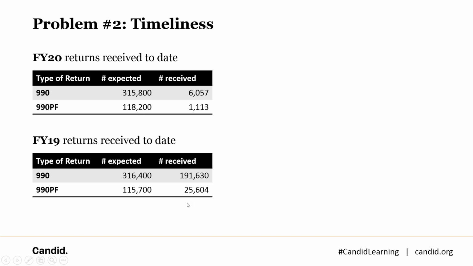I also want to point out that even for fiscal year 2019, we've received relatively little data. As of now, for 990 PFs, we have less than 25% of returns, which brings me to the second reason why it's important to share your grants data.